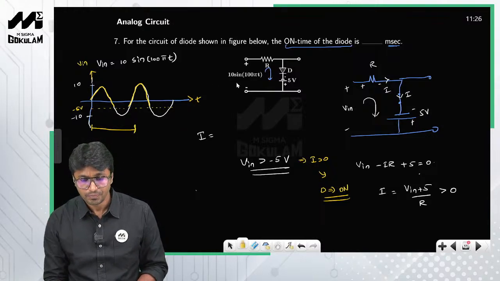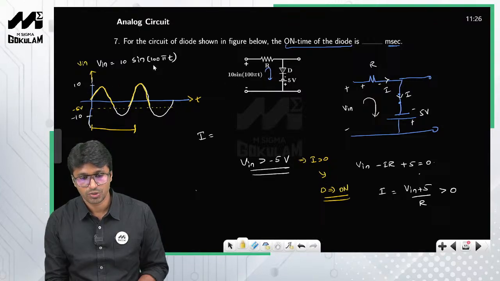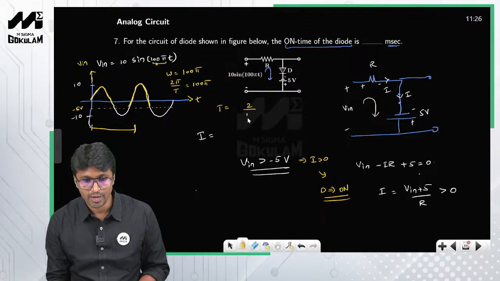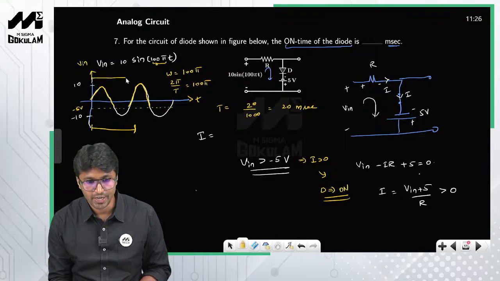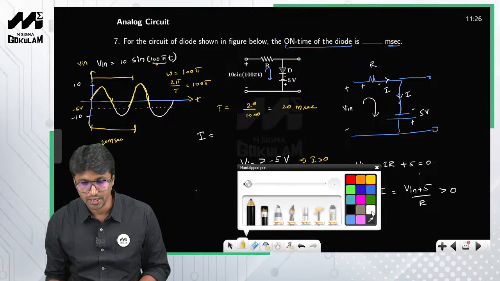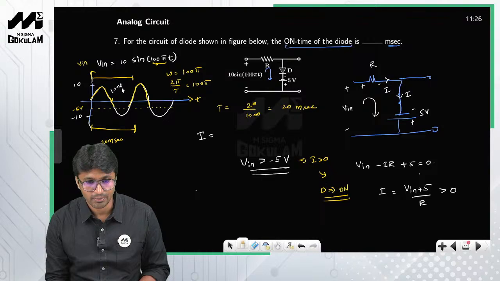Tell me first, what is the time period of the given input? How do you calculate the time period? Omega is 100 pi, so 2 pi by T is equal to 100 pi. Therefore T is equal to 2 by 100, which you can write as 20 milliseconds by multiplying numerator and denominator with 10. So one complete time period is 20 milliseconds, and half of that is 10 milliseconds.